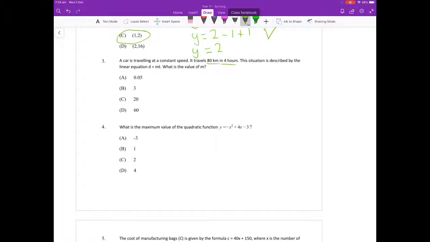Our next one is 80 kilometers in 4 hours. If you do that in 4 hours, what could we do in 1 hour? So 80 equals something times 4. What would we times by 4 to get to 80? Well, how about we divide both sides by 4 to work it out? M is, of course, 20.